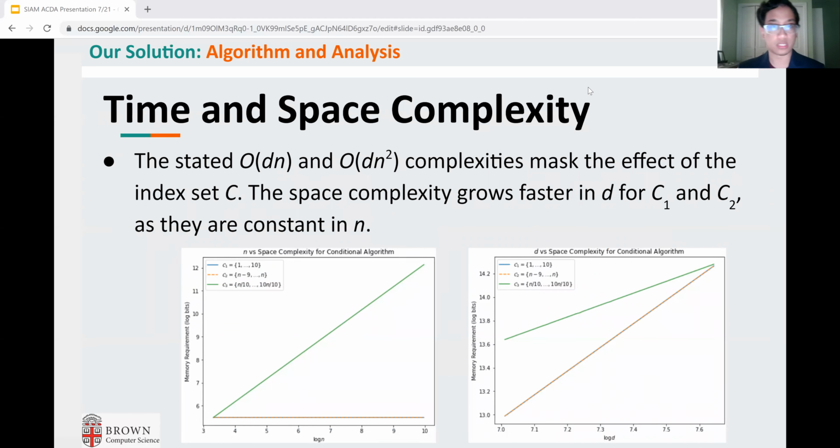In the space complexity experiments, we see the reason why index sets 1 and 2 grow slower in n but faster in d, as the table size is growing quadratically in d but constant in n. However, since we already know that n is at least d, we have that O(d²) is still technically O(dn). So our analysis holds.